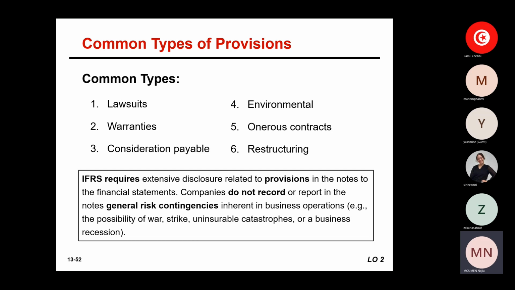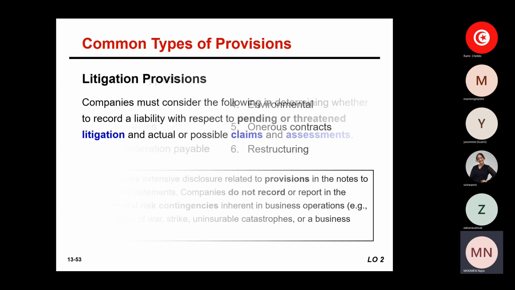They are not provisions. Okay, so when you have this possibility of war or strike or uninsurable catastrophes or business recessions, they are contingencies, and contingencies that should not be a part of your financial statements. You can make note disclosure, but without including these contingencies in your financial statements, in the balance sheet, or in the income statements.